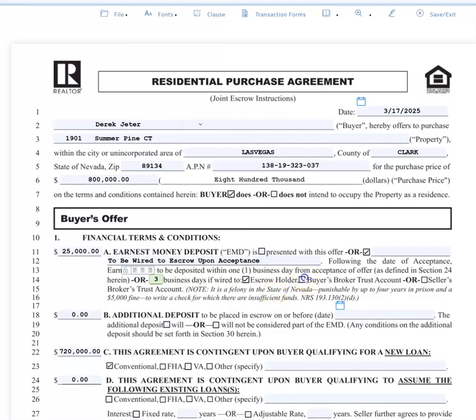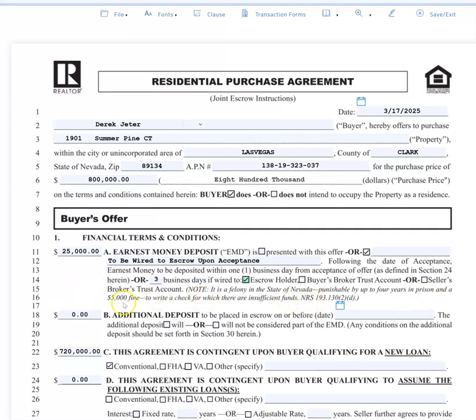It's not wired to the buyer's broker's trust account, or the seller's broker's trust account. None of that applies. It's important that you understand that, because in other parts of the country, when people relocate to Nevada, they think they could just write out a check and give it to you, or wire the check to the seller's broker.